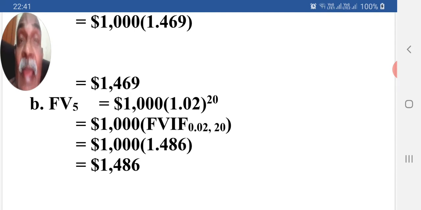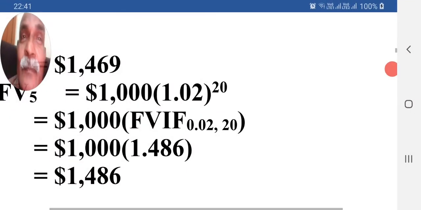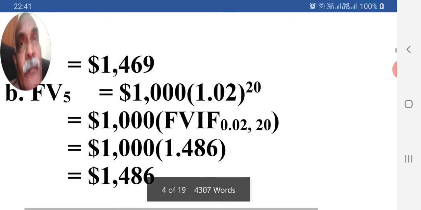If the offer is compounded annually, the bank will give you 1469, but if the offer is compounded quarterly, the bank will give you 1486. So in the quarterly situation, the investors will get a better return. It means the higher the compounding frequency, the better the result, the better return the investors will get.